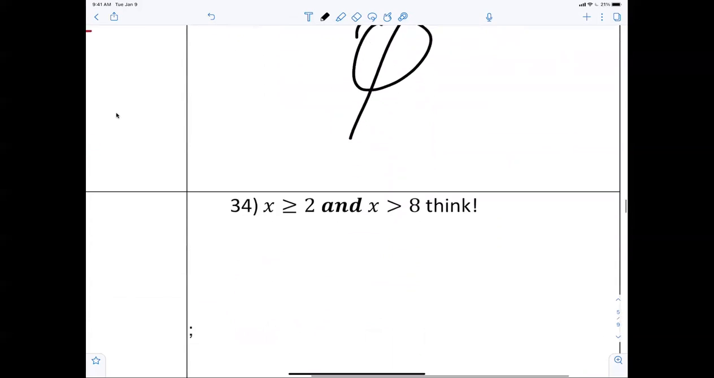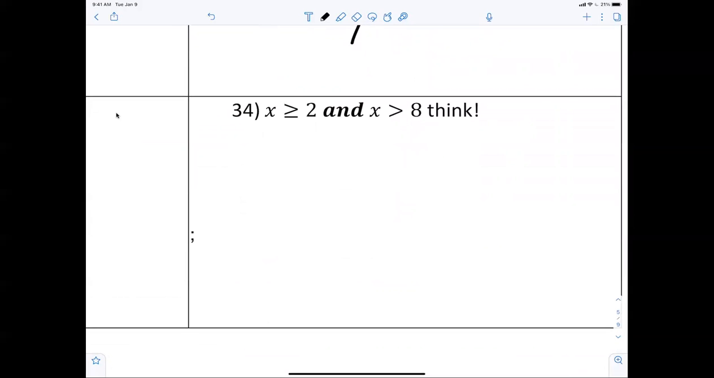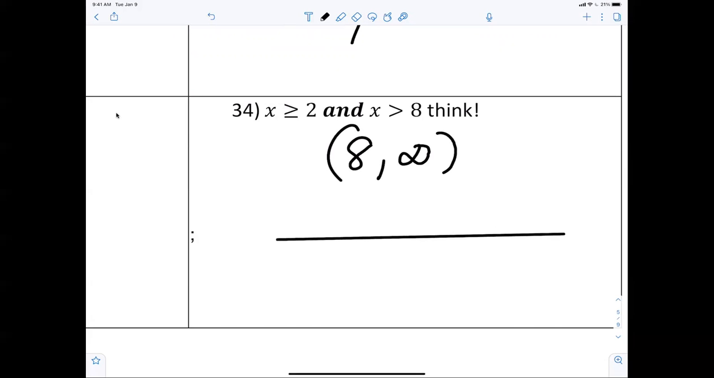All right. Now, here we go. What numbers are greater than or equal to 2 and also greater than 8? So is 3 greater than 2? Is 3 greater than 8? So 3 does not work. 3 is not an answer. So 8 to infinity. Correct. 8 to infinity. Now, let's look at it just to make sure you're seeing it.